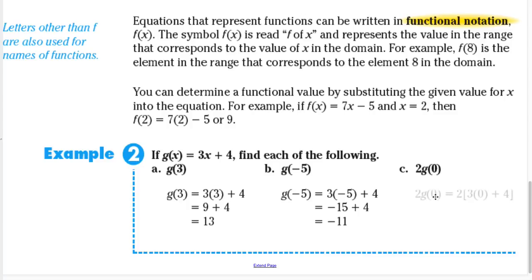Okay, so in this case, we have 2 times g of 0 is equal to 3 times 0, right here, plus 4, and multiply the whole function by 2, okay, which ends up with 2 times 0 plus 4, or simply 8. Okay, so 2 times g of 0 is 8. Okay, rewind that if you did not fully understand letter C. Okay, and let's take a look at the last example.